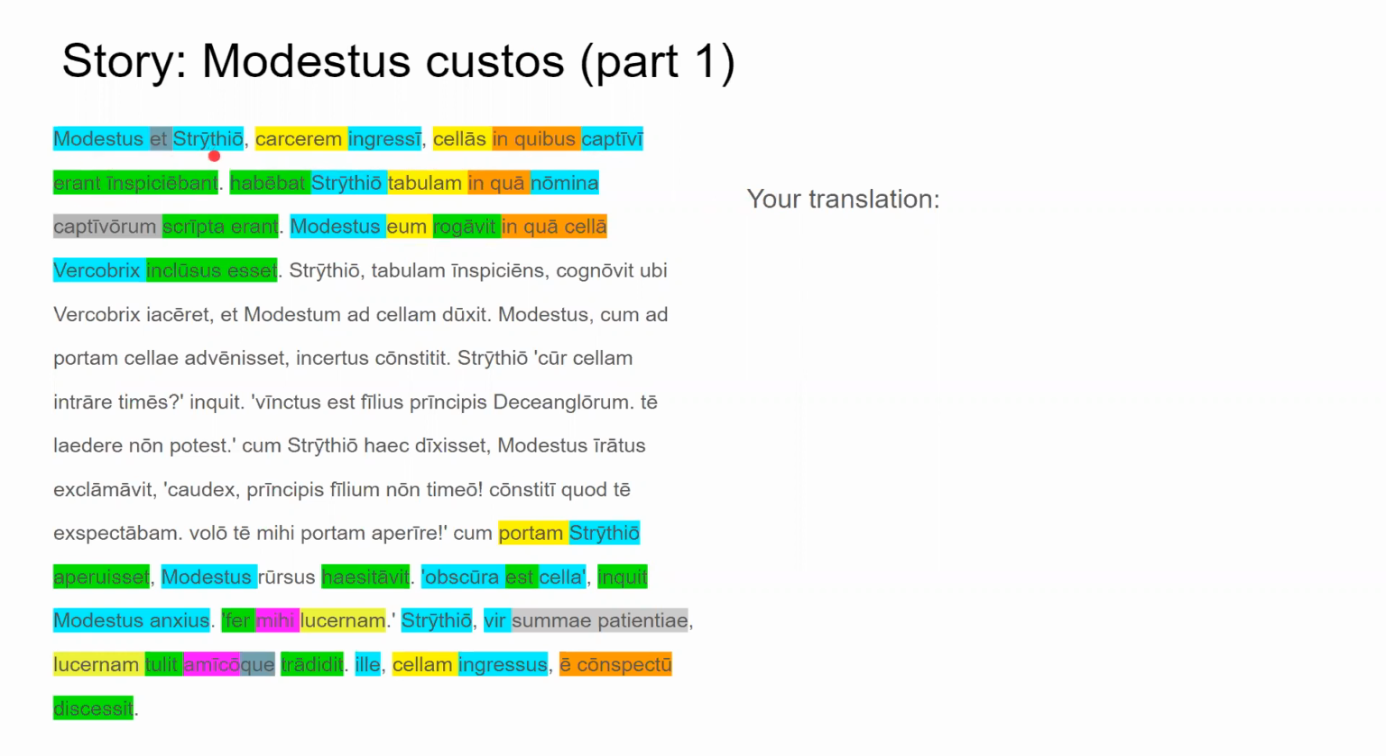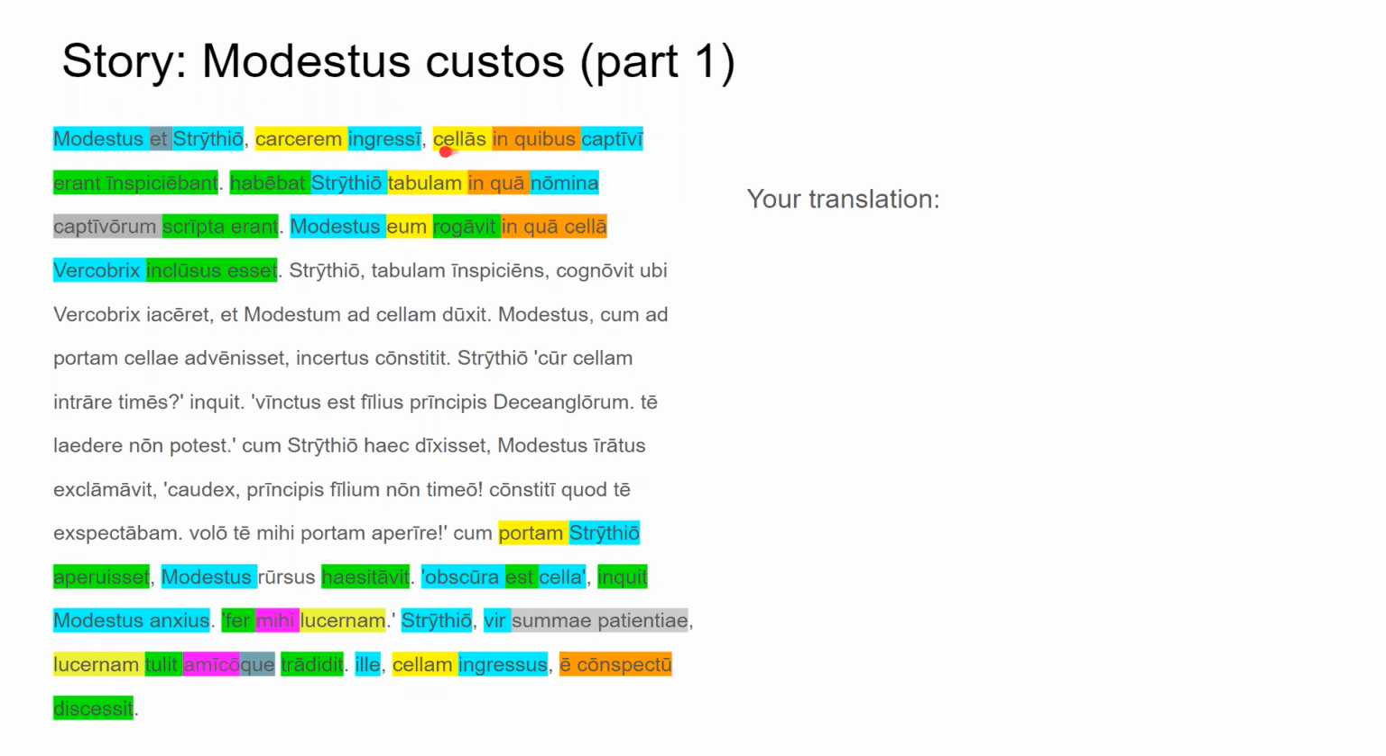So Modestus and Stritio are the subject. We've got a participial phrase here with a perfect passive participle, though it is a deponent verb, so it's going to be translated actively. It means having entered the prison. And then we've got to go all the way to the end of the sentence to find our verb. We're inspecting. That's it. Imperfect indicative.